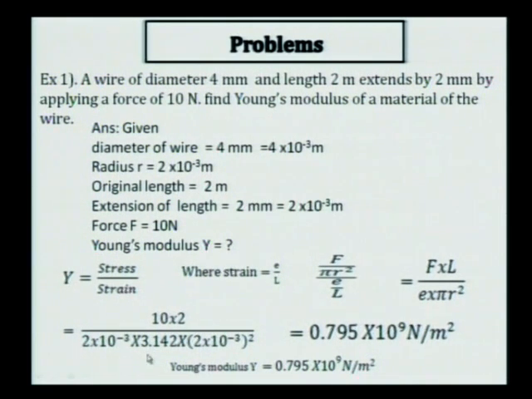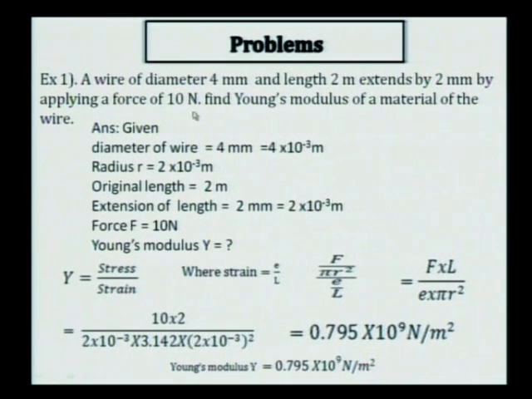12.56. 20 divided by 12.56 means 0.795 into 10 to the power minus 9. If you transfer it to the numerator, it will be plus 9. Then the final answer is 0.795 into 10 to the power plus 9, and Young's modulus, the unit of stress, is Newton per meter square. Therefore Young's modulus of the wire is 0.795 into 10 to the power 9 Newton per meter square.